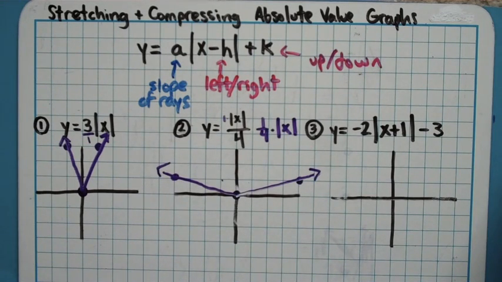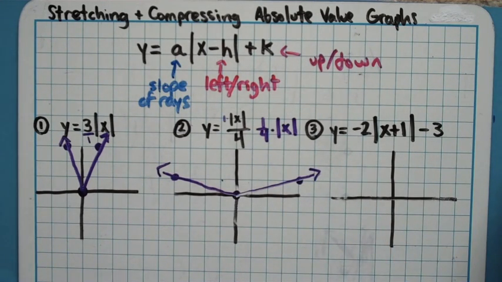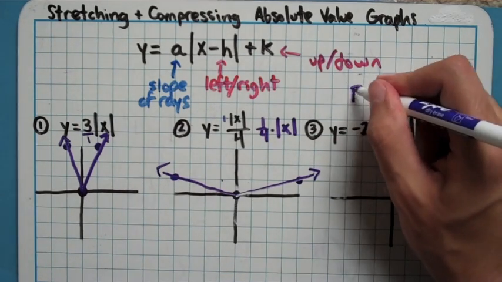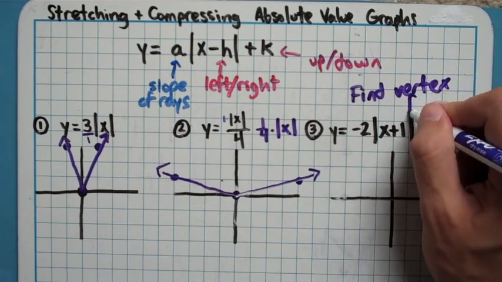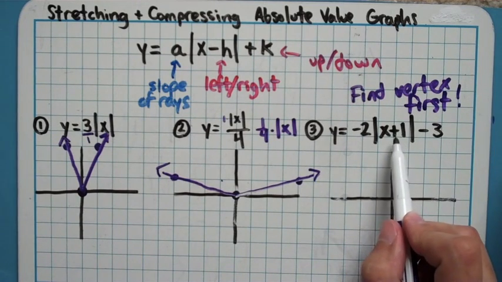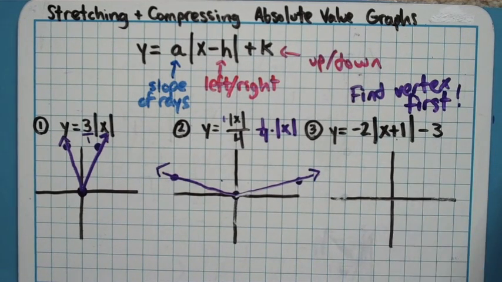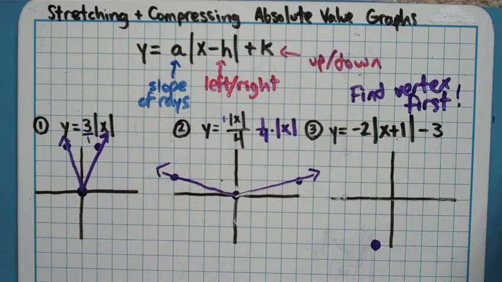The last example is tying together everything we've done in the past 2 videos. We've got movement going on, and we've got a number out front. So the first thing you always do is find the vertex. You need to find the vertex first. If you don't know where that goes, you can't figure out how the slope's going to take over. So my graph moves left 1, down 3. So I'm going to go left 1, down 3, and I'm going to put my vertex right there.